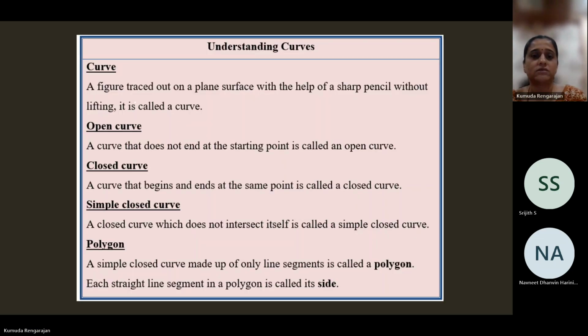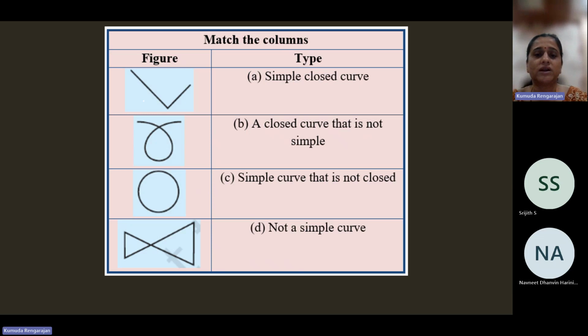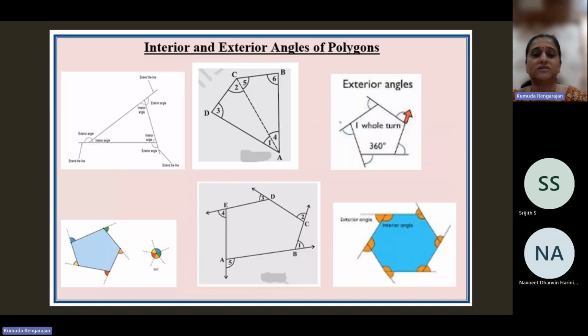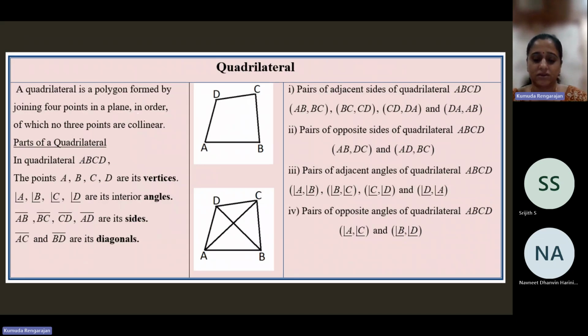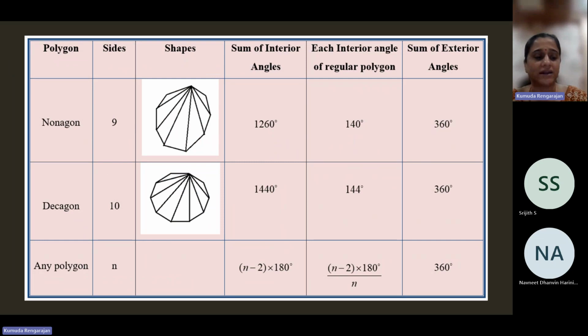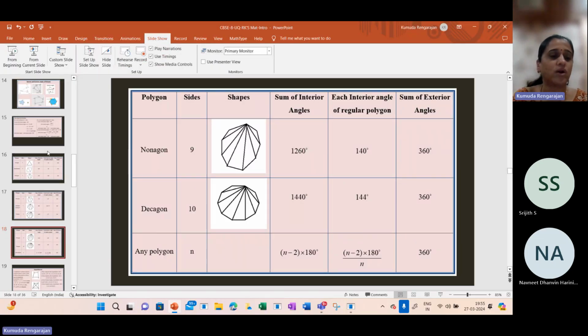Okay. So now in today's session, we are going to understand the different types of quadrilaterals and their properties. Okay, we're going to see different types of quadrilaterals. You can call them special quadrilaterals and their properties.